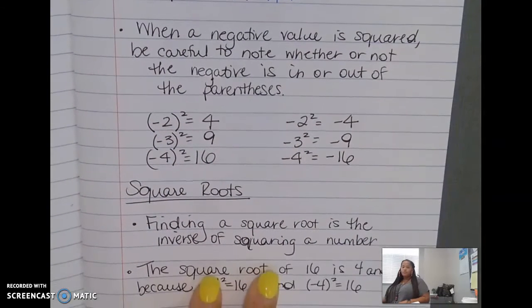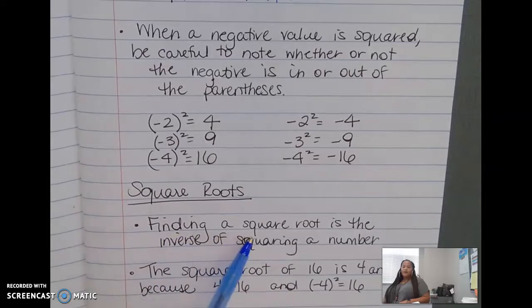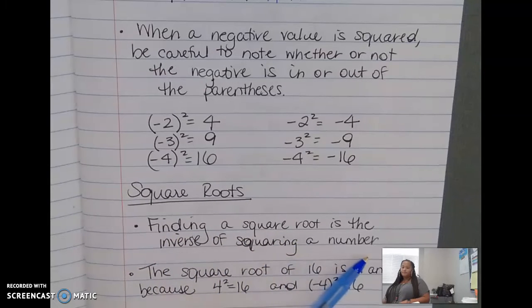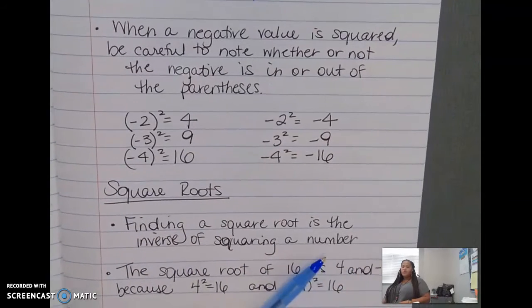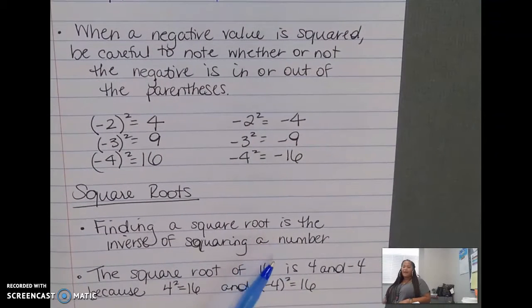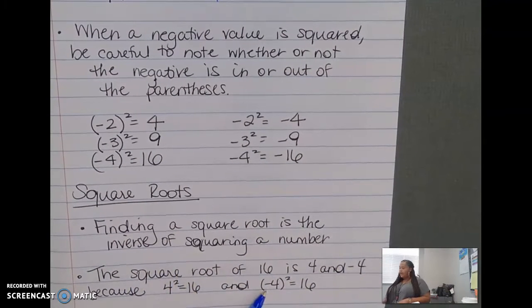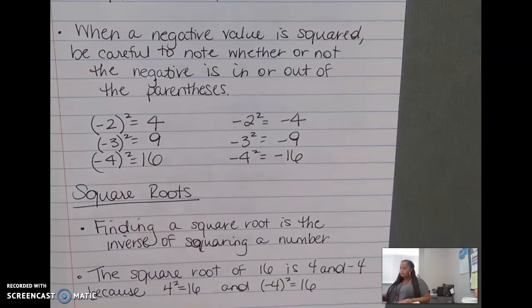Square roots. Finding a square root is the inverse of squaring a number. Okay? The square root of 16 is 4 and -4, because 4 squared is 16, and -4 squared is also 16.